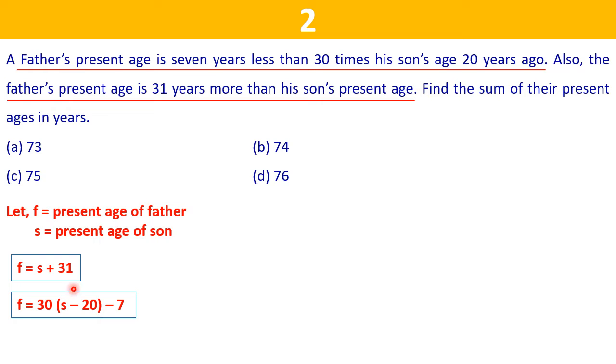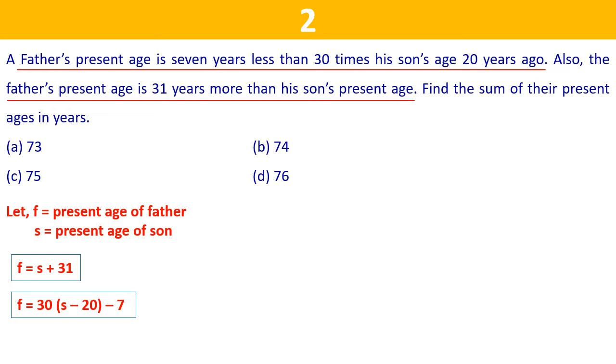Again I will repeat here. It is said that father's present age is 7 years less. So I wrote minus 7. Now from what do we need to do minus 7? From 30 times of son's age. So 30 and that too 20 years ago. 30 into S minus 20, from that we need to do minus 7. This is your another equation.